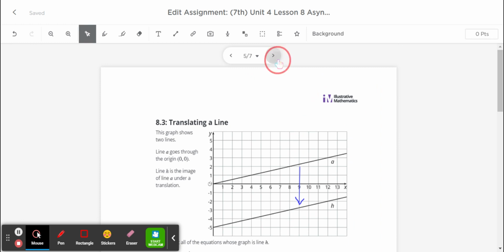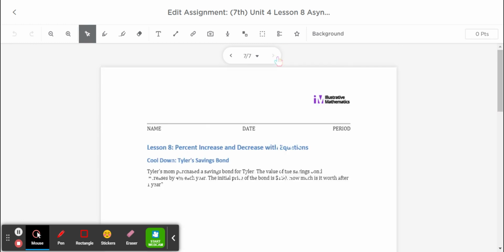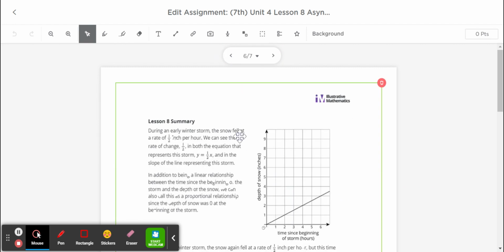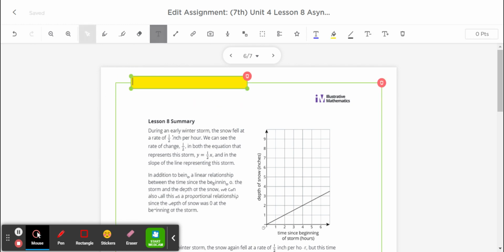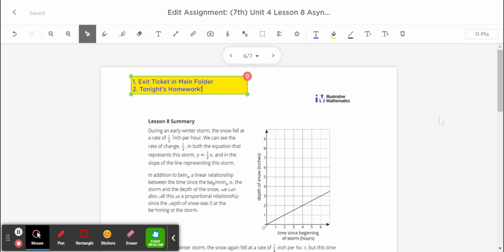Once you have finished slide 5, you have a lesson summary on slide 6, and you have an exit ticket, which is going to be in the Schoology folder. So you have a lesson summary on slide 6, and then I want you to go ahead and complete the exit ticket in the main folder and tonight's homework, which is going to be posted in Freckle. If you have any questions, please make sure that you are sending me an email.